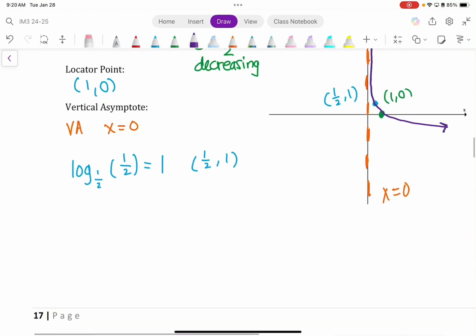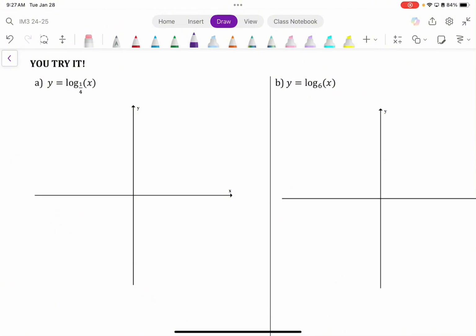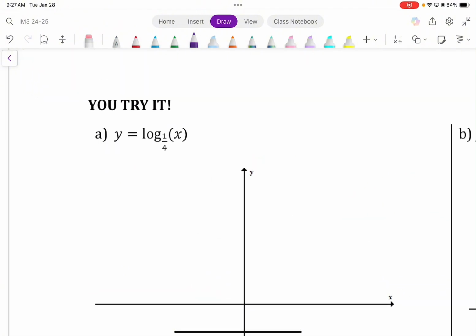So I'll leave this up. You guys go ahead and try the next two on your own. All right, what is the base for the first example? I will take anyone who raises their hand politely. Kyle, go ahead. The base is 1/4. Is this increasing or decreasing? Decreasing. Good.